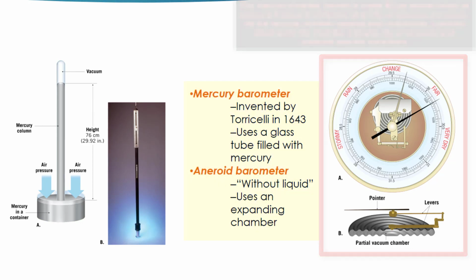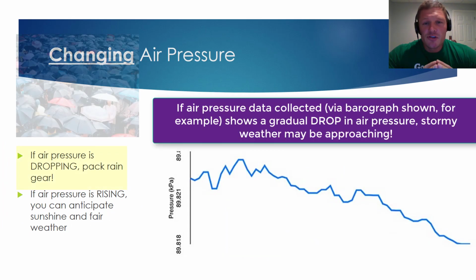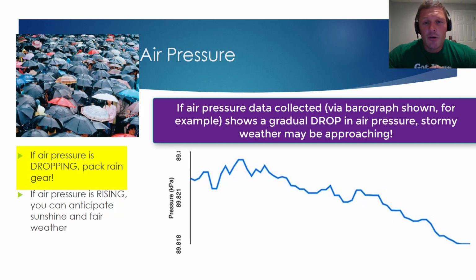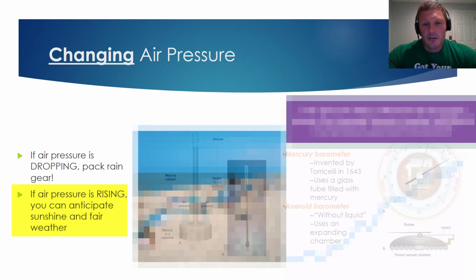Now, at the risk of getting ahead of myself, I want to tell you 2 very important things about changing air pressure. If you were to monitor air pressure throughout the day, and you notice that the air pressure is gradually dropping, you should pack rain gear, because odds are stormy weather could be approaching. However, if you notice that the air pressure is rising, you can anticipate sunshine and fair weather. So rising air pressure basically tells you go outside, have a blast, you probably don't need rain gear, although it would definitely be a good idea to pack some sunscreen.